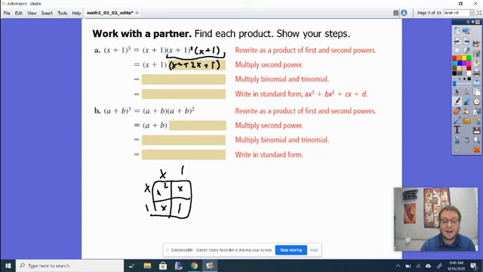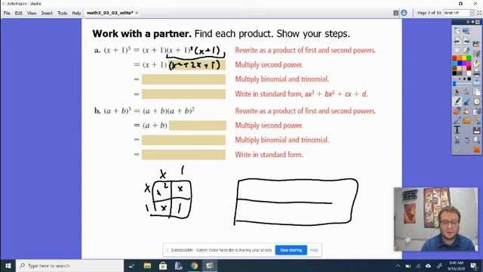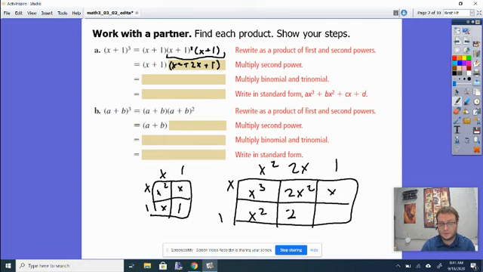Okay, and then I would take that and multiply a binomial times a trinomial. So x squared, 2x, 1, and x, 1: x cubed, 2x squared coming from x times 2x, x squared, 2x, and 1. So adding that all together, I get x cubed plus, we got 2x squareds here, so 3x squared, plus 3x, plus 1. Okay, and it's already in standard form for me, so I don't need to do this last step.